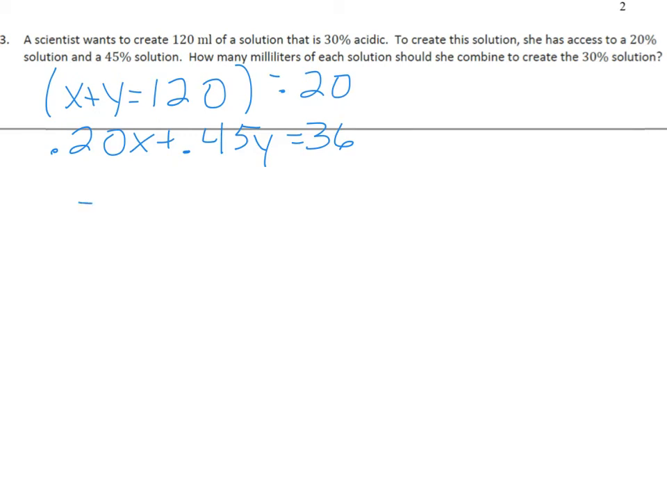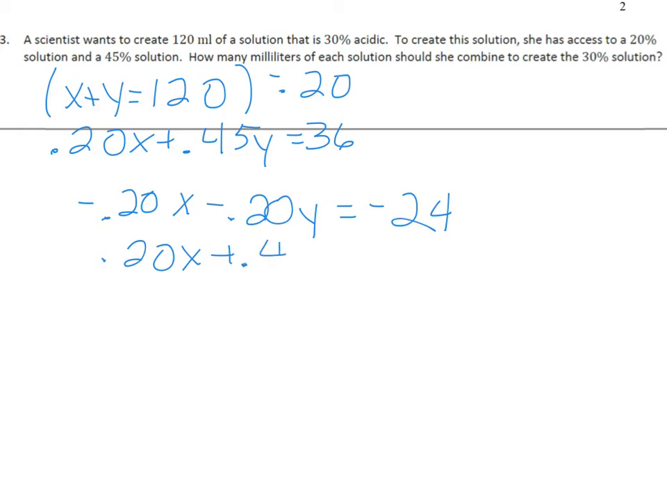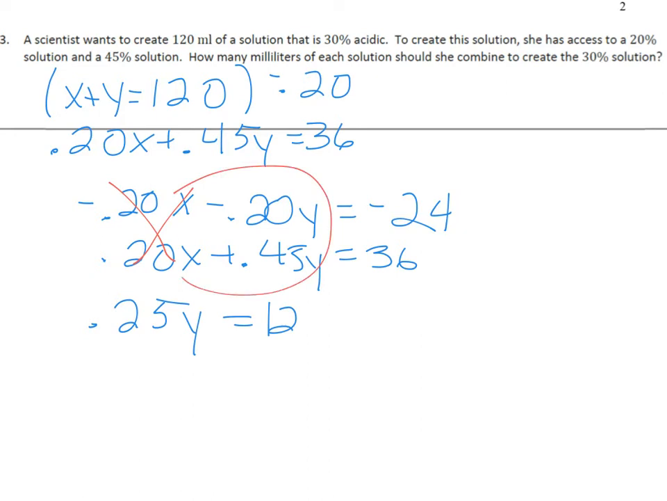So rewriting this and distributing that through, I have -0.20x minus 0.20y is going to equal -24. And my bottom is still going to be 0.20x plus 0.45y is equal to 36. So at this point, all we're going to do is add, and notice the x's here will cancel. So I have positive 0.25y left is equal to 12. Just adding these two here and adding these two here.